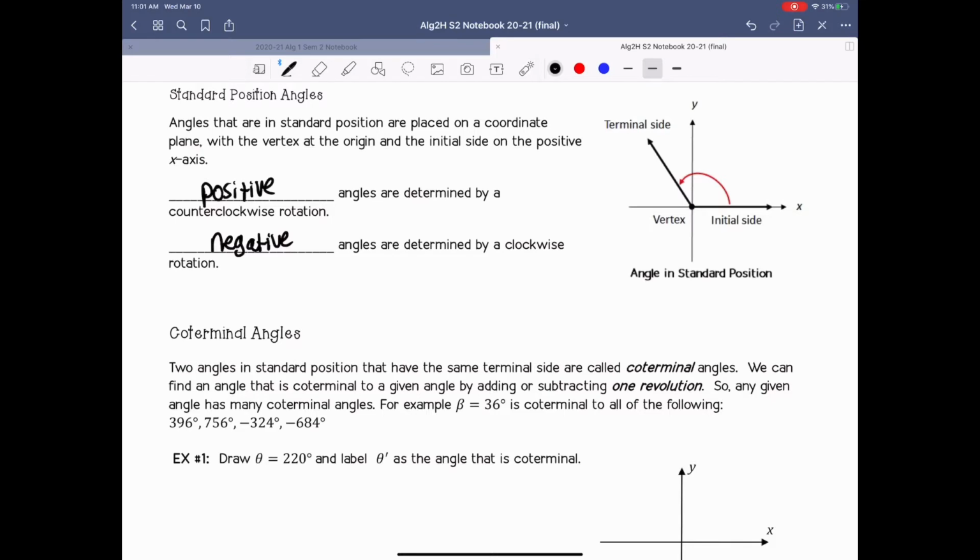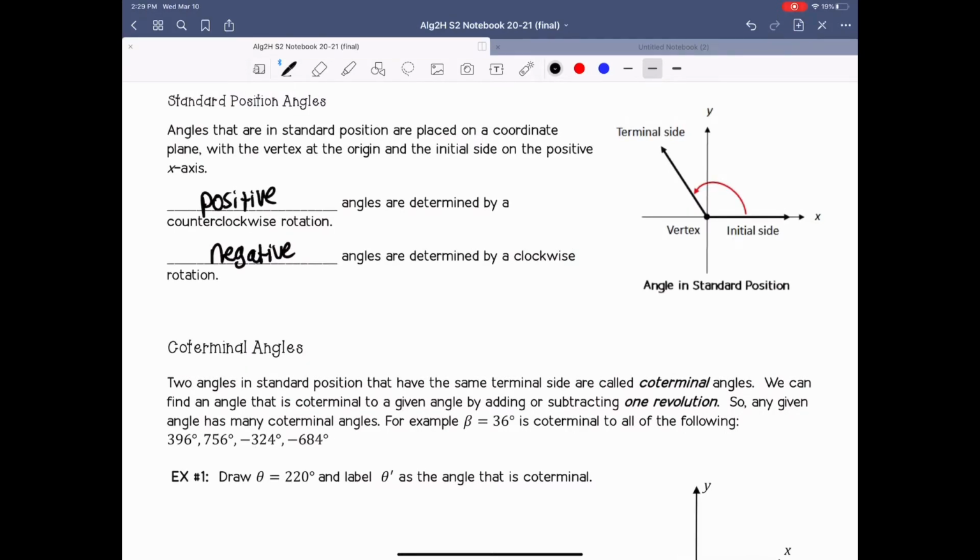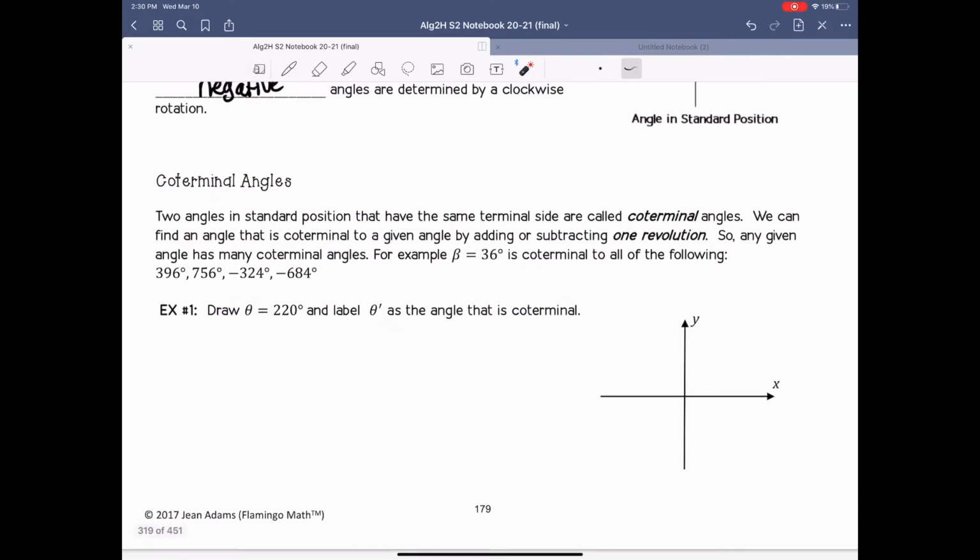So just keep this in mind, the direction that you rotate your ray is going to influence the sign of your angle measure. Okay, so on the topic of standard position angles, we also have the topic of coterminal angles. So two angles in standard position that have the same terminal side are called coterminal angles. We can find an angle that is coterminal to a given angle simply by adding or subtracting one revolution.